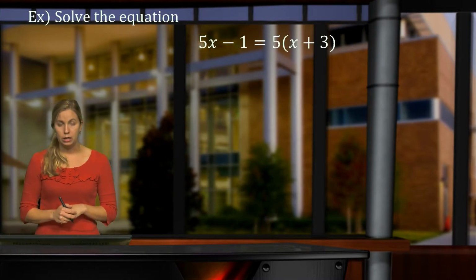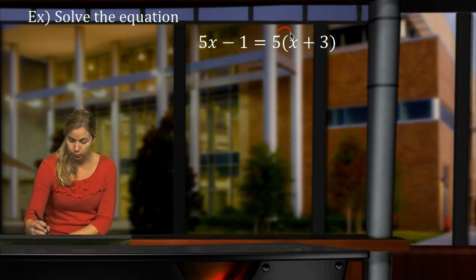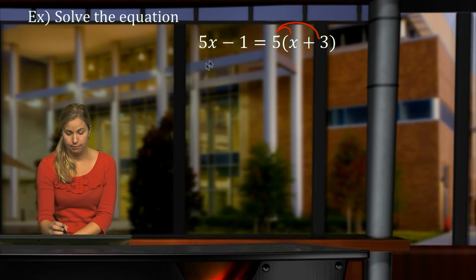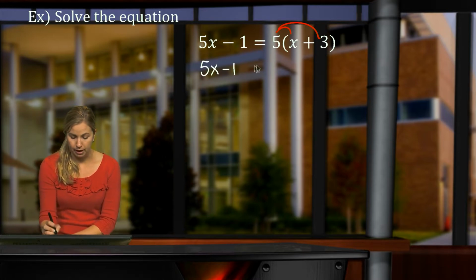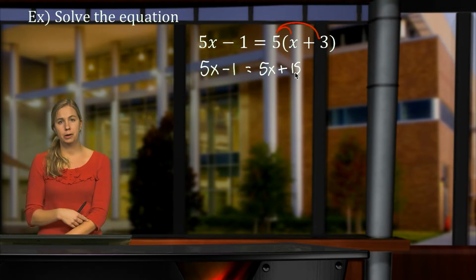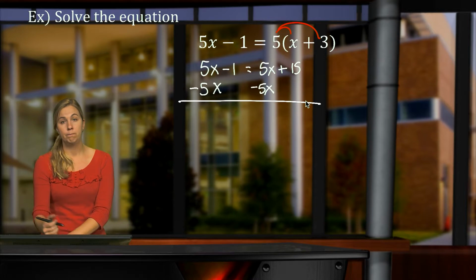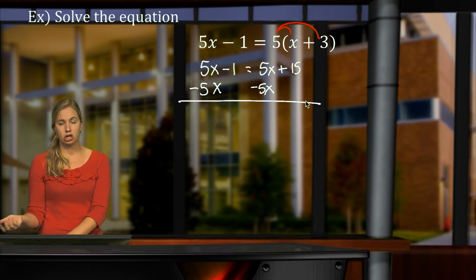5x minus 1 equals 5 times quantity x plus 3. Very straightforward. We're going to start by distributing that 5. 5x minus 1 equals 5x plus 15. Now we're going to start to combine like terms. I'm going to subtract 5x from both sides. And what do you notice? On both sides, my x terms cancel out, or they sum to 0.